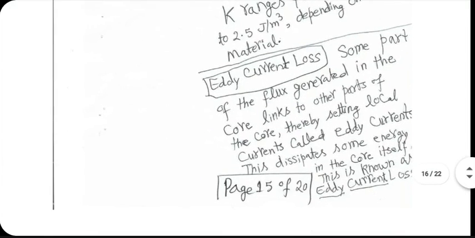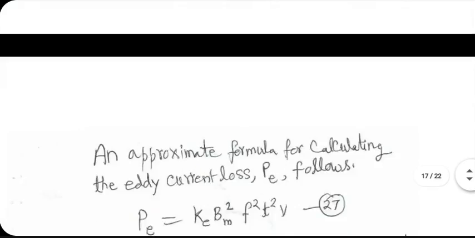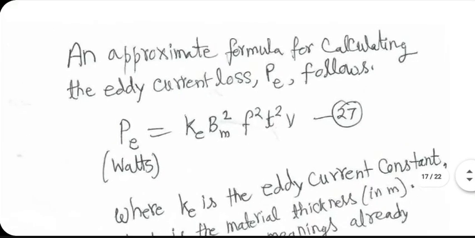Eddy current loss is because of the local current setup. And I told you last time that instead of making the core solid, we make it out of thin wafers, which are bolted together or glued together. Some part of the flux generated in the core links to other parts of the core, thereby setting local currents called eddy currents. This dissipates some energy in the core itself. This is known as eddy current loss. There's an approximate formula for this also.